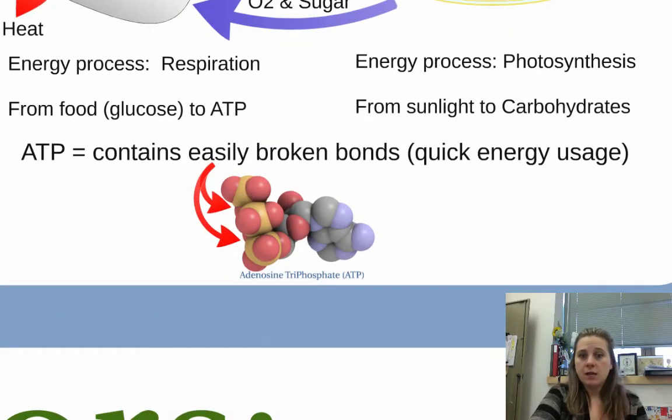With both of these, ATP is produced. This is our dollar bill, our energy source. We break these little high energy yield phosphate bonds in order to get the quick pieces of energy we need to do things like active transport, move matter around, all that jazz.